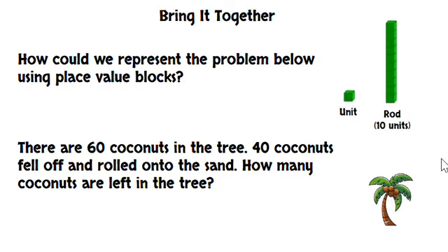So how can we represent the problem below using place value blocks? So here's our new problem. There are 60 coconuts in the tree. 40 coconuts fell off and rolled onto the sand. How many coconuts are left in the tree?